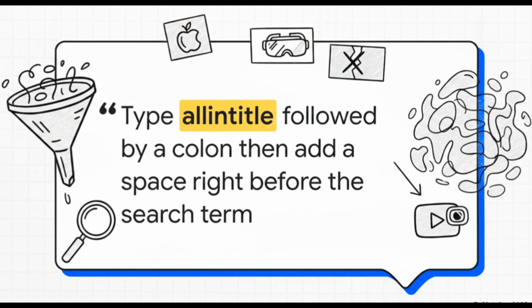Instead, type the word allintitle, followed by a colon, a space, and then your keywords. This is an advanced operator trick, and it forces the search engine to only show videos that include every single one of those words right in the title. It instantly filters out millions of vaguely related hits. It is a classic pro trick that works beautifully for cutting through the noise.